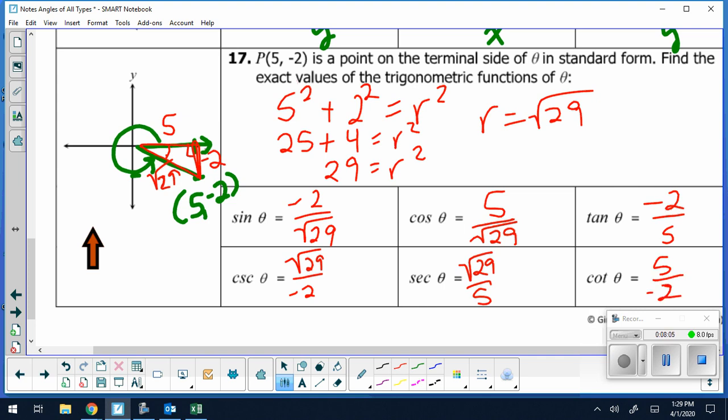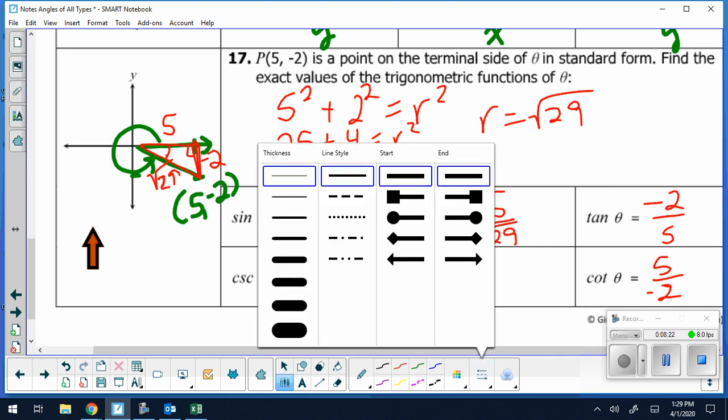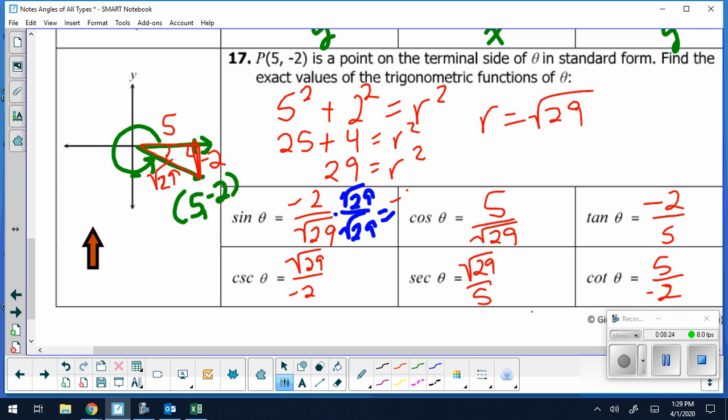Now, I didn't rationalize my denominators. I don't like that square root in the denominator. So I'm going to multiply top and bottom by the square root of 29. And what I'm going to get here is negative 2 square root 29 over 29. And I'm going to neaten that up.